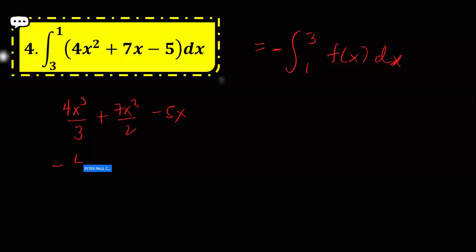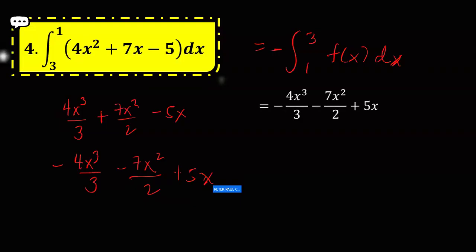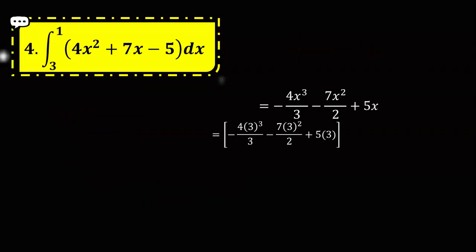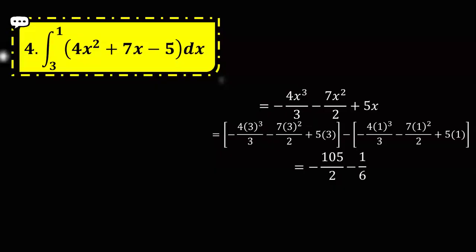So this negative 4x cubed over 3, we change the sign, minus 7x squared over 2 plus 5x. So that becomes this one. Then we can now replace. Allow me to erase first. So that becomes 3 minus 1, instead of 1 minus 3, because we already have inverted the sign. So the answer becomes negative 105 over 2 minus 1 over 6.